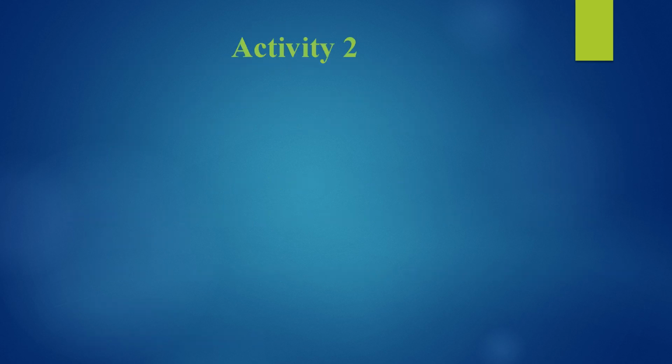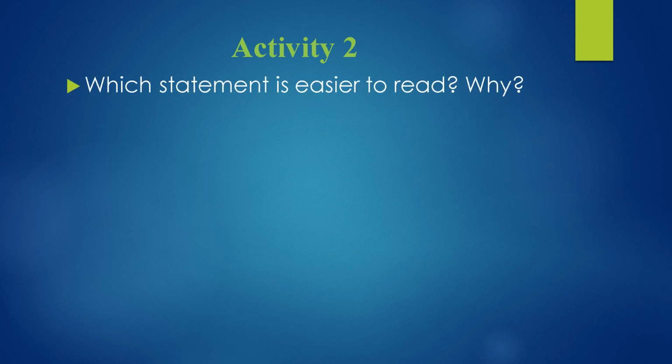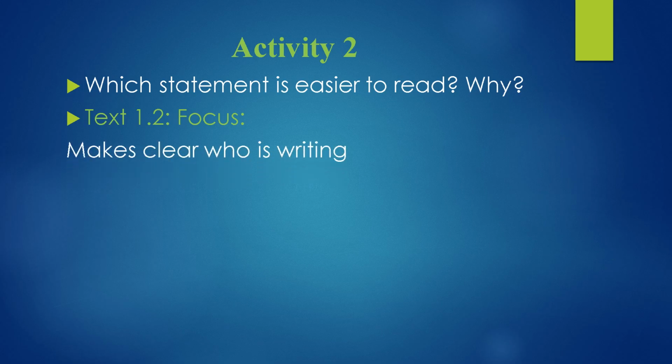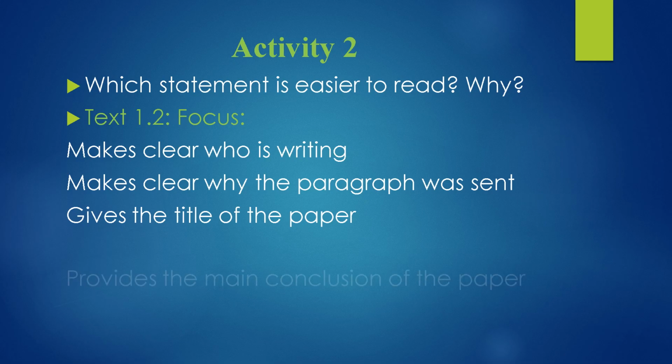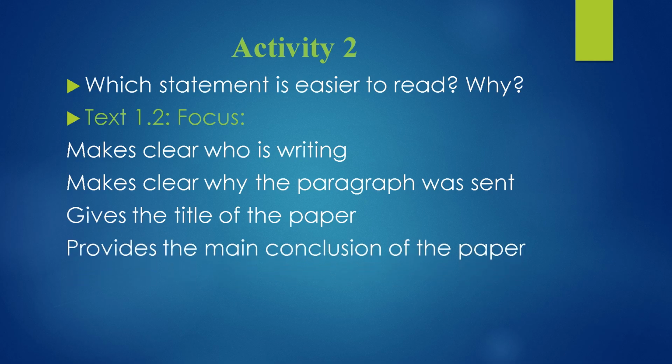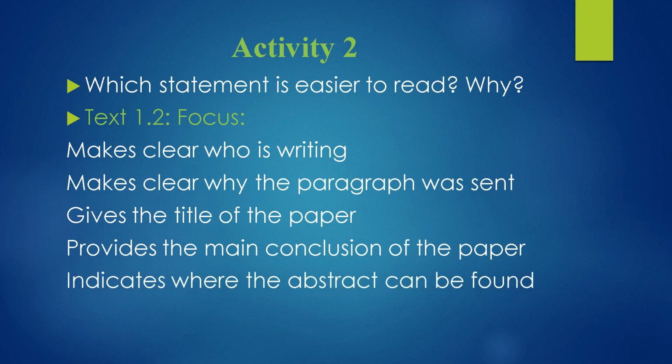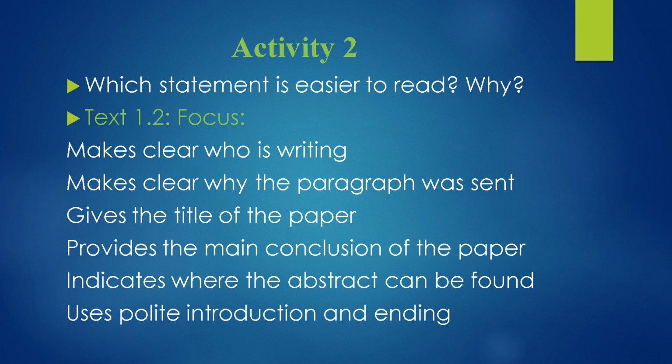So the next question, which statement is easier to read and why? The answer is text 1.2. Now we can see that it makes it clear who is writing. That's important. Who is writing? It makes clear why the paragraph was sent. It gives the title of the paper, provides the main conclusions of the paper, and indicates where the abstract can be found. And finally, very effectively uses polite introduction and ending.